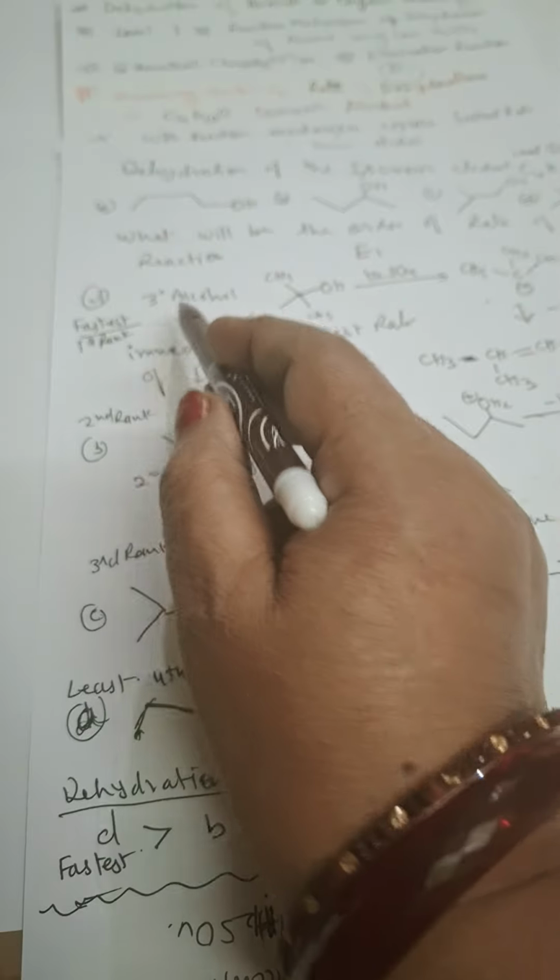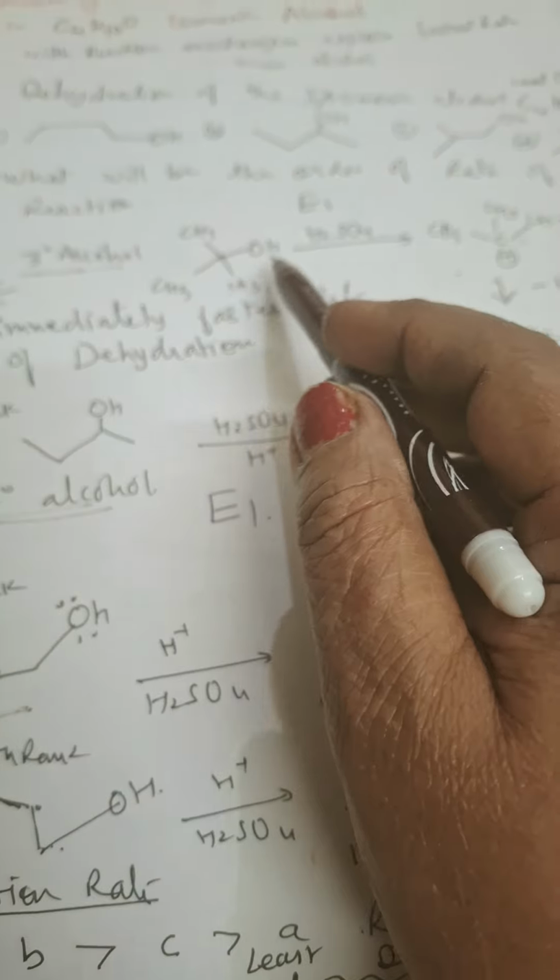So first ranking goes to the 3 degree alcohol, D, and second ranking goes to the 2 degree alcohol, third rank goes to isobutyl alcohol, fourth rank goes to 1-butanol. Now I will tell you the reaction mechanism.